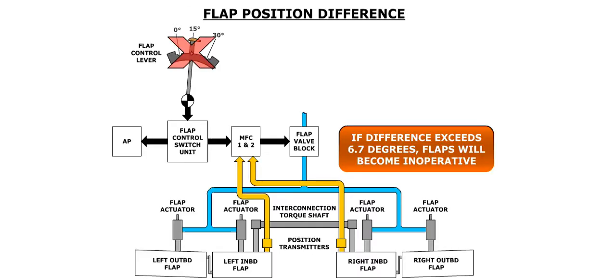Flap position is sensed by 2 flap position transmitters. If the MFC senses that there is a difference between the left and right inboard flaps that exceeds 6.7 degrees, the MFC will close the flap valve, and the flaps will stop in their present position. Once this happens, the flap lever is inoperative and can only be reset when the aircraft is on the ground.